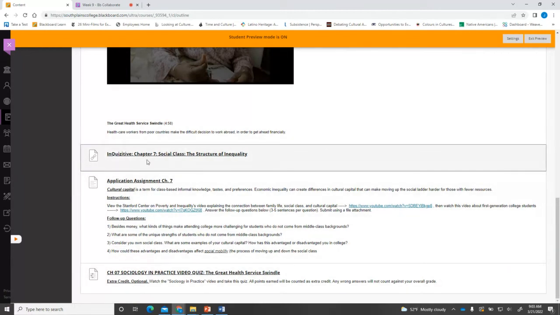As always, each chapter has a chapter inquisitive, and it has an application assignment. Remember, on the inquisitives, you can get a 100 on these very quickly by answering 10 questions and getting 800 overall points. If you don't get 800 overall points after you've answered 10 questions, you can keep going. So these inquisitives, remember, you can get a 100 on them all the time. They're foolproof, okay?